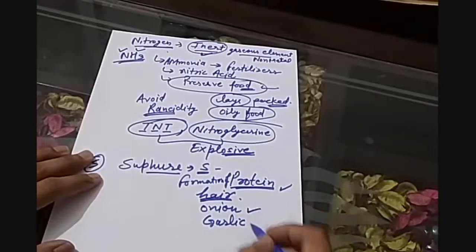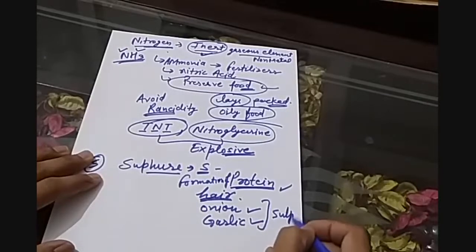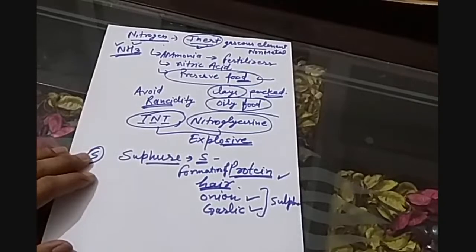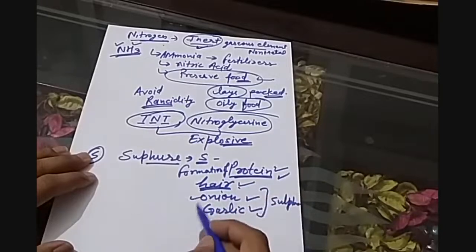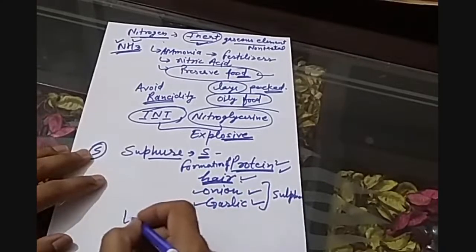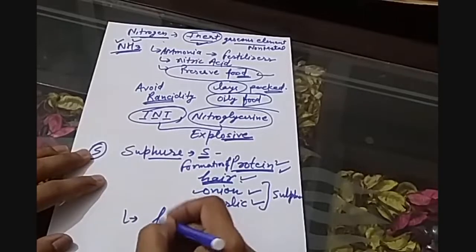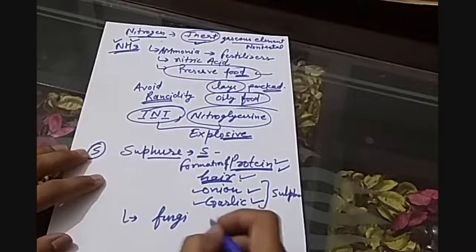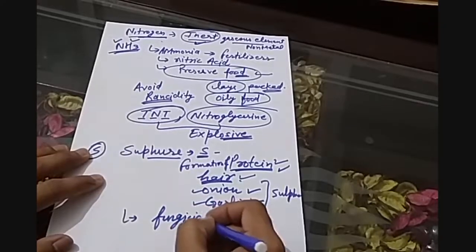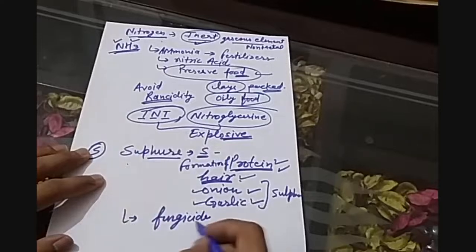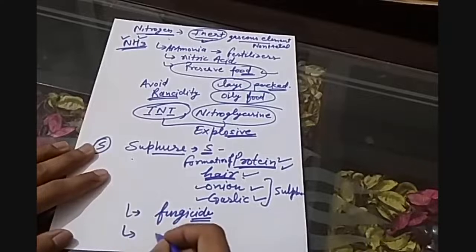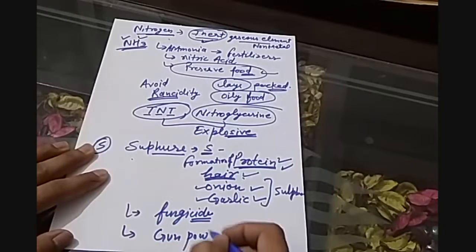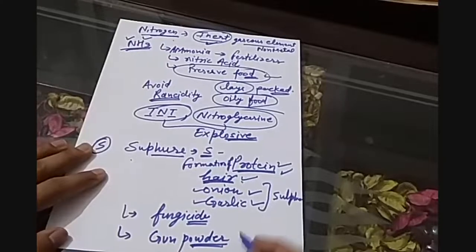The pungent smell of onion and garlic is because of sulfur. So it is present in protein, hair, onion, garlic, and sulfur is also used to make fungicide. Fungus होता है, so to kill that fungus, fungicides are made with the help of sulfur. It is also used to make gunpowder, बंदूक की गोली बनाने में.